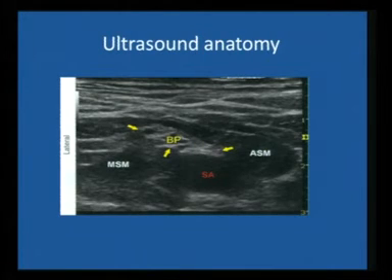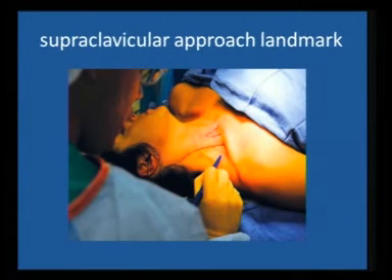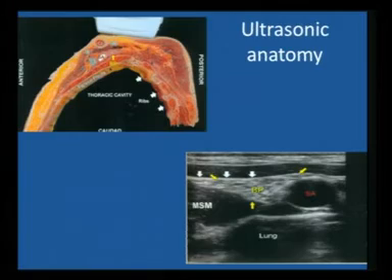This is the ultrasound anatomy showing the brachial plexus submerged between the scalenus anterior and scalenus medius, and this is the subclavian artery, which is present below the brachial plexus. And this is the supraclavicular approach. The position is almost the same. The landmark is the clavicular head of the sternocleidomastoid. You go just 2 centimeters lateral to it and 1 centimeter above the clavicle, that is the point of entry.